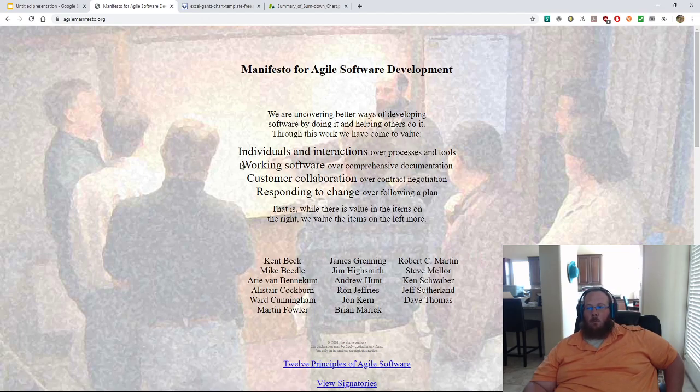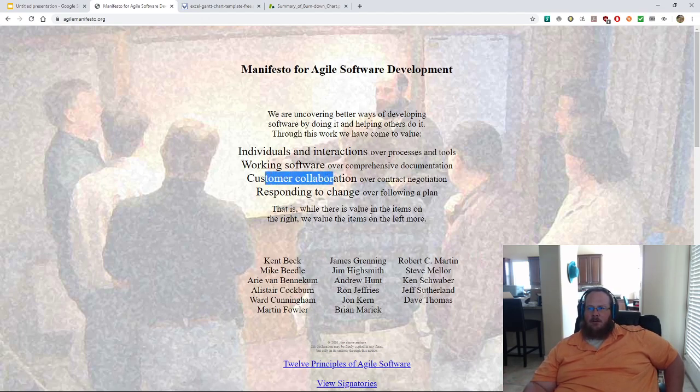What matters? Working software. It functions the way who wants it? The developer wants it, not the company, because the company's not making it. What doesn't matter? Comprehensive documentation. It doesn't matter if people don't know how to use it, as long as the developer does and it works.